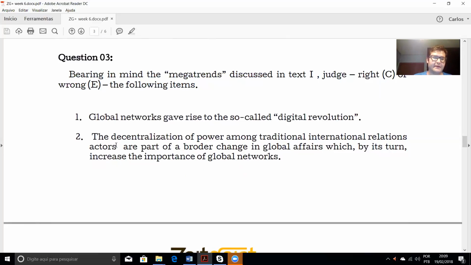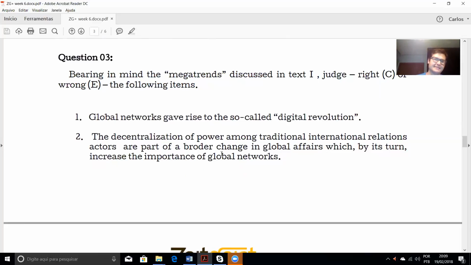And also here, pay very close attention to the word part. It's also a part. It's one of the reasons why global networks are more important these days. This is one global trend, one part of the mega trend, and this is inside one mega trend, and what is responsible for that mega trend.